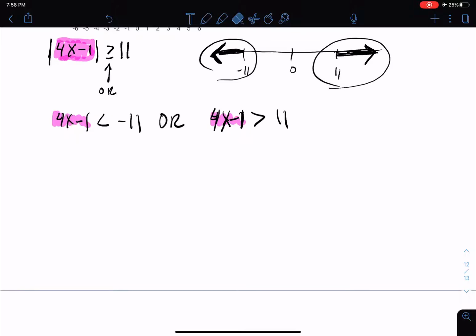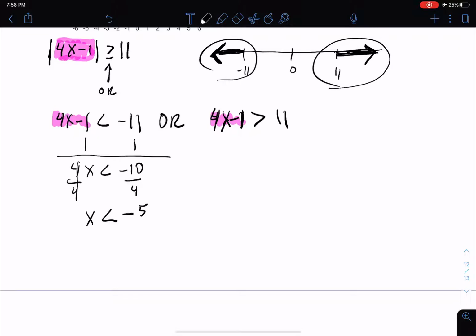So I'm going to add 1 to both sides, which is going to give me 4x is less than negative 10. Sorry, negative 10. Divide by 4, and we get x is less than. I divided by positive 4, so I don't reverse the symbol. And negative 10 divided by 4 will reduce down to negative 5 halves. I was playing with this in MyMathLab, and they'll take this as an improper fraction, or if you want to write that as a mixed number, that would work too.